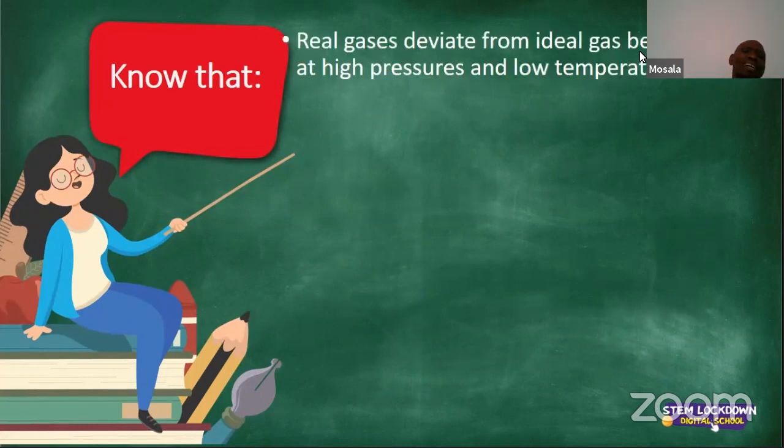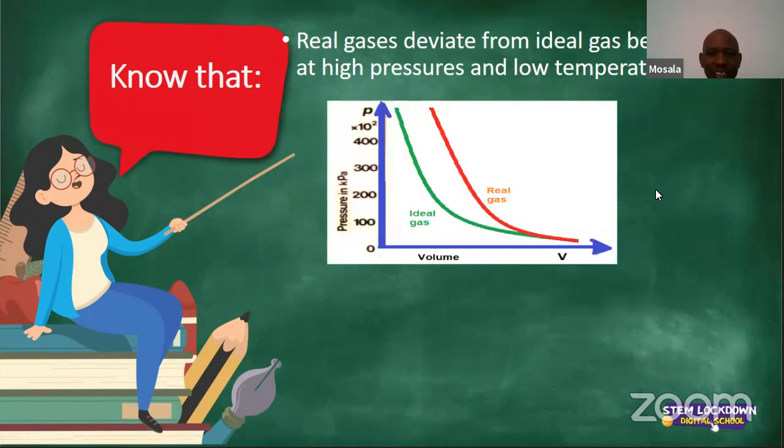Right. Remember that the real gas will deviate from the behavior of ideal gas at high pressure and low temperatures. Right, let's look at this particular diagram here. If we have the green as an ideal gas, you will see that at higher pressure, the volume of a real gas will be higher than that of an ideal gas. They will deviate from an ideal gas.